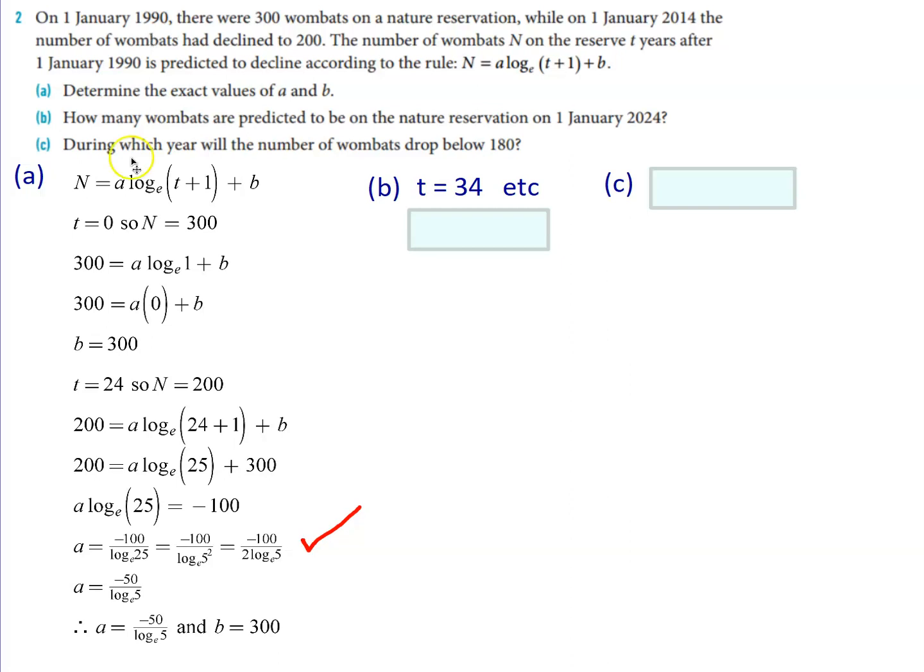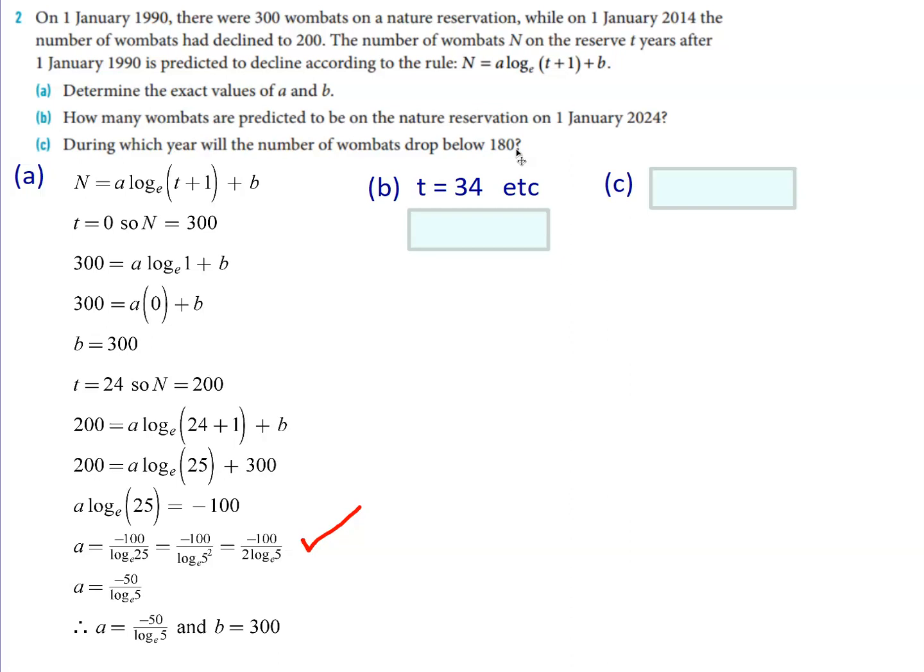Question c. During which year will the number of wombats drop below 180? Well, what I did for that one is I found out during which year it equals 180, and then the year after that's when the number's going to go below 180. So if I end up with, say, 16.7, then I'll say, well, after 17 years, and work out what the year is for that. Anyhow, see if you can have a go at question c on your own.